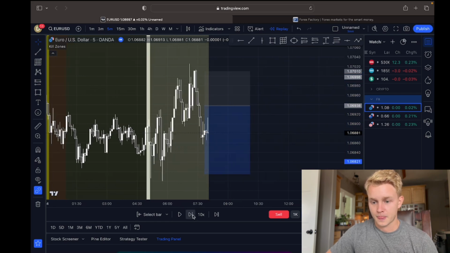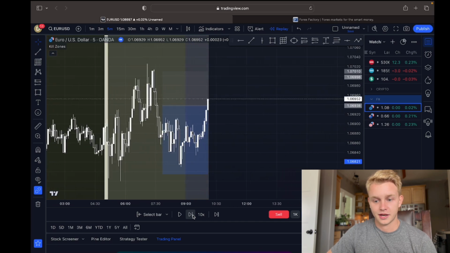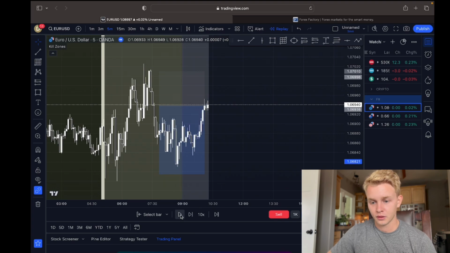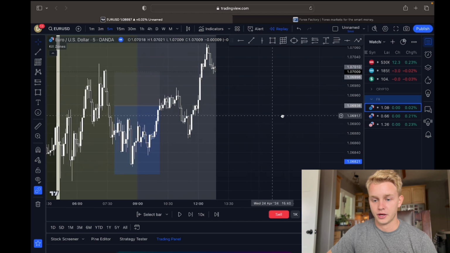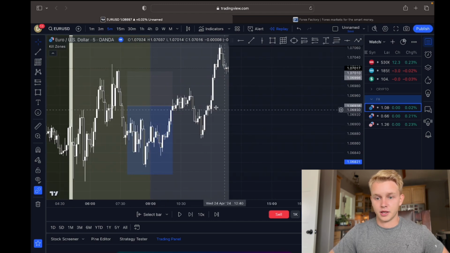Do we get tapped in before we hit the low? It's after 9, so I wouldn't even be entering this, so I would have already canceled it. Let's see what happens if I would have kept it on. Yeah, I would have been stopped out anyways, but I wouldn't have entered that trade because it's after 9. I don't like to enter trades after 9.